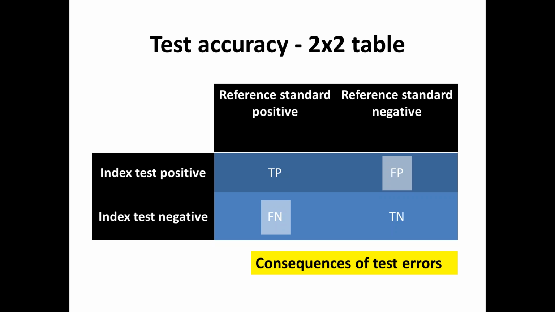What's really important in all the work we do in Cochrane with DTA reviews is to think a little further ahead and think about what are the consequences of these test errors. What happens to somebody if they get a false positive result? Quite often it will mean that they get treatment they didn't need. If they had a different disease, they might miss out on treatment that they did need.